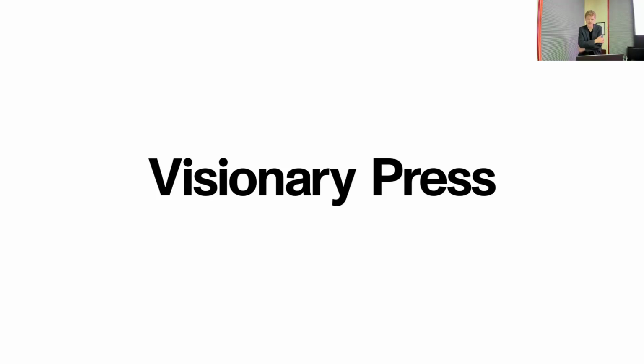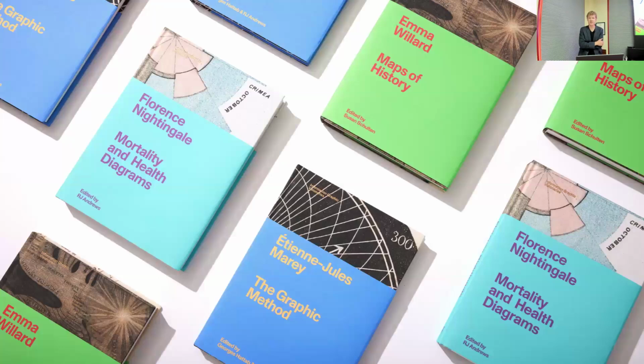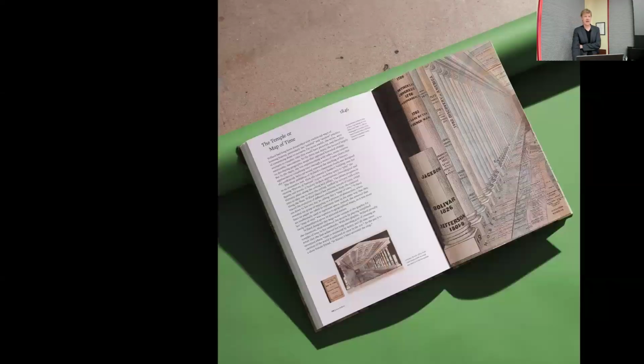But our second project was a little bit more ambitious. And so we raised over $100,000 on Kickstarter and launched Information Graphic Visionary Series, which Kevin mentioned earlier. And so each of these books is dedicated to somebody who did something just absolutely spectacular with information graphics. And so we have Emma Willard, who made the most batshit crazy maps of time you've ever seen.